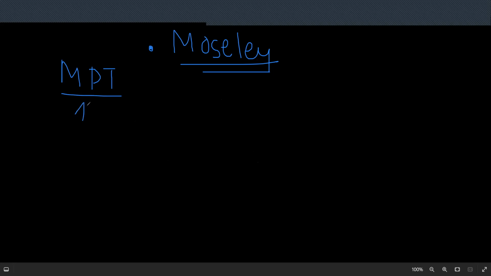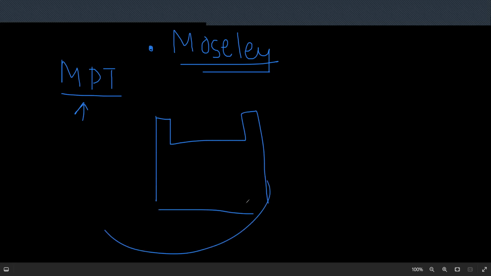Now we are going to talk about periodicity that is caused due to the modern periodic table. It means the repetition of elements with similar properties after regular intervals. This happens because of repetition of similar valence shell electronic configuration. So we know that the modern periodic table looks like this, not exactly, but like this.